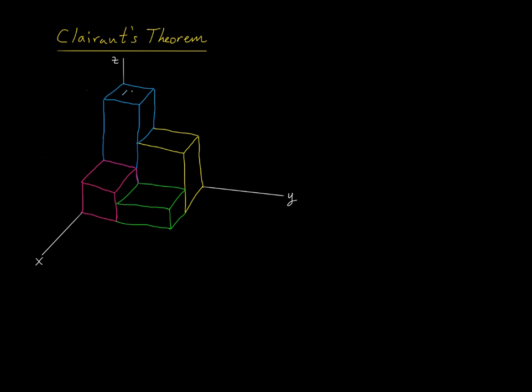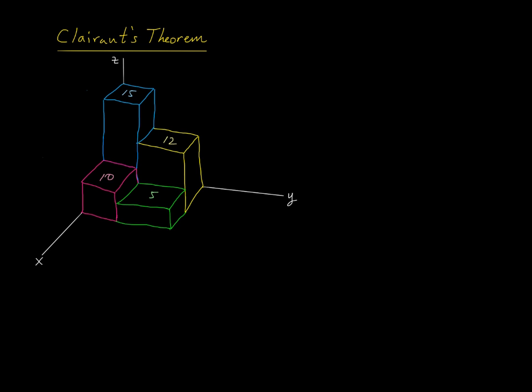Let's say this is a block of height 15, then over here we have a block of height 12, and then let's do 10 here, and then maybe 5 for the bottom one. Okay? So what does Clairaut's theorem look like for this discrete version of what we're going to be measuring?